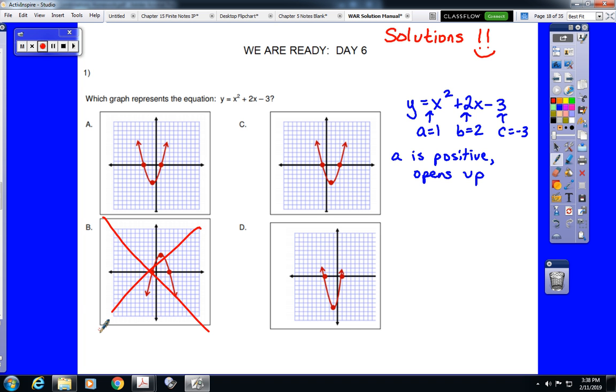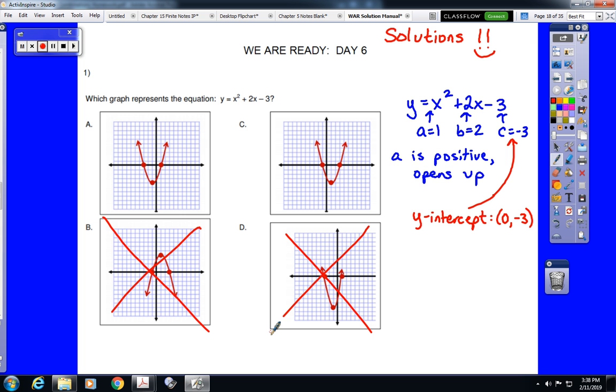Now we have a c value of negative 3. That tells us that our y-intercept is the point 0, negative 3. So if we look at this graph, that one goes through 0, negative 3, and that one goes through 0, negative 3. But this one does not. 0, negative 3 is not on the graph, so that would eliminate answer choice D.